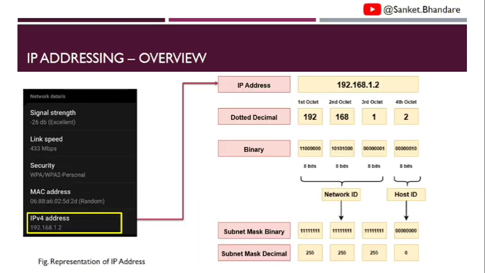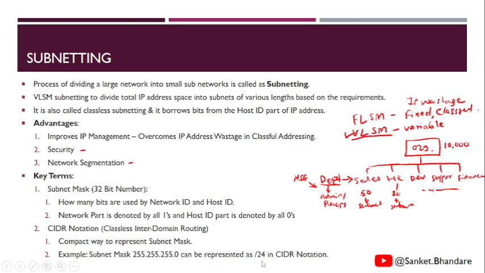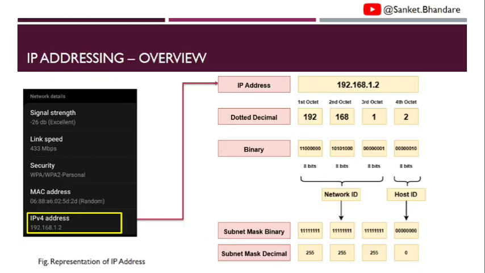Here you can see how many bits are used for network ID: 24 bits. How many bits are used for host ID: 8 bits. The network part is denoted by all ones and the host part is denoted by all zeros. So here you can see all bits in the network ID are denoted with 1 and the host ID is denoted with all zeros.